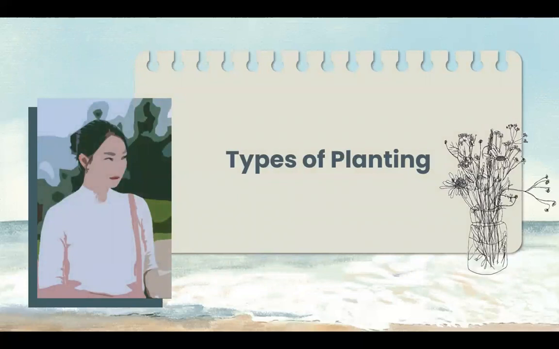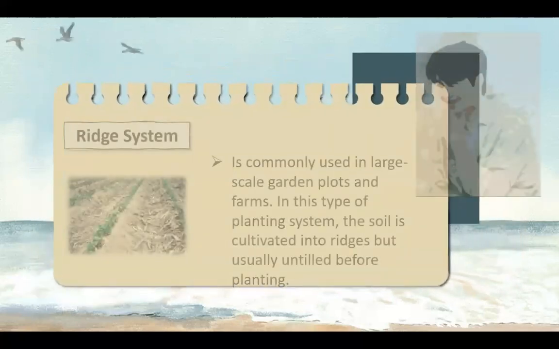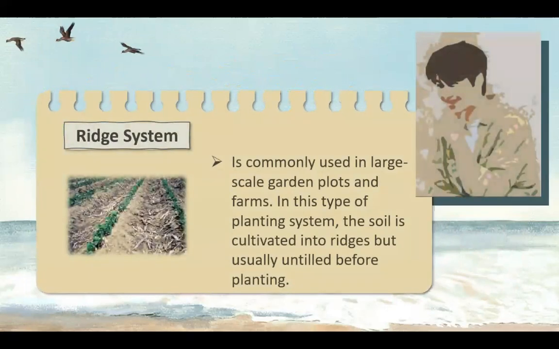So let's talk about types of planting. The first one is what we call the ridge system. The ridge planting system is commonly used in large-scale garden plots and farms. In this type of planting system, the soil is cultivated into ridges but usually untilled before planting.